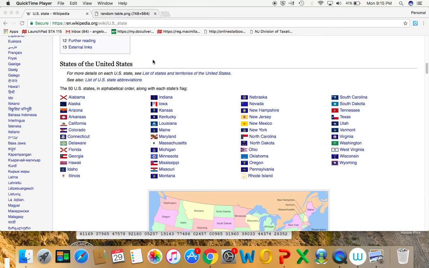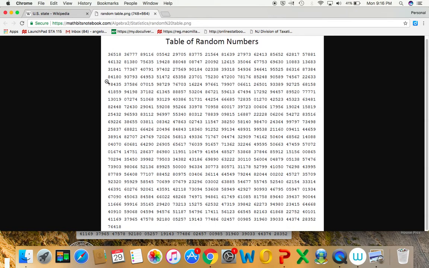Well, once again, we have to ask ourselves the question, how many people, how many objects, in this case, how many states are in our population? And it would be 50. So now, when I use my random number table, I have to count off using 2 digits. So let's go back to our table.